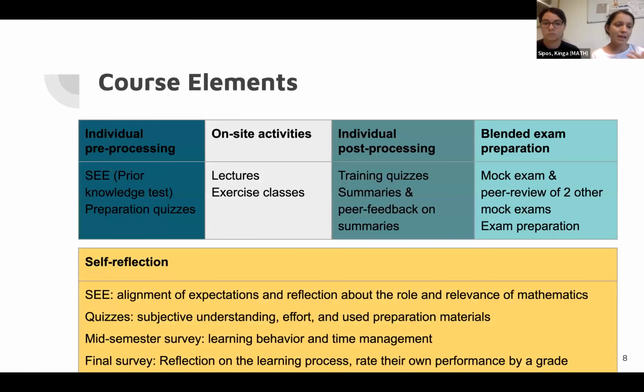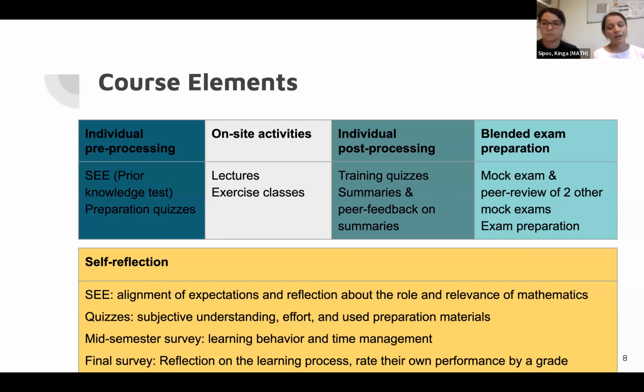Now let's take a look at the same course elements from another point of view, rather from the point of view of the aims that we would like to reach with them. So we know that the more students engage with a new topic, the better their knowledge will be consolidated. So therefore, it was very important for us to promote regular studying sessions. And to achieve this, we created a set of individual pre-processing activities. Here belongs the prior knowledge test and the preparation quizzes.